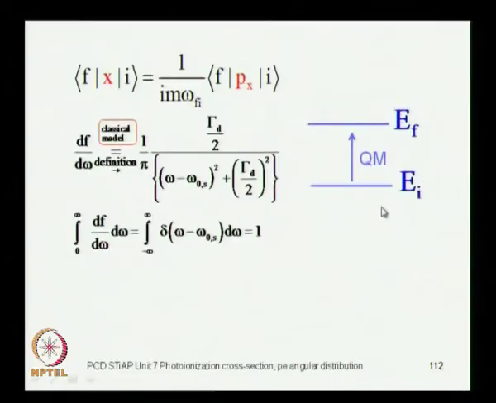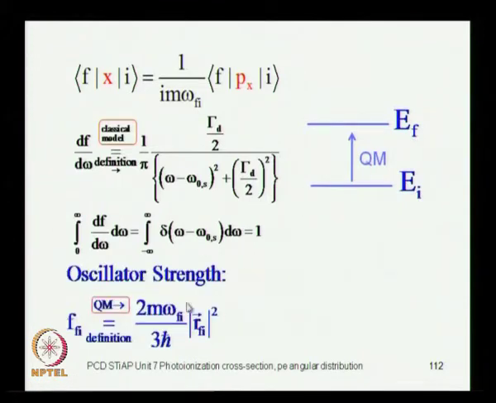So, let me now remind you the definition of the oscillator strength that we had in the classical model, and now we are using the quantum model in which we are considering explicit transitions from quantum state EI to a quantum state EF. So, in this case the quantum mechanical definition of the oscillator strength is now revised, and it is given in terms of this dipole matrix element.